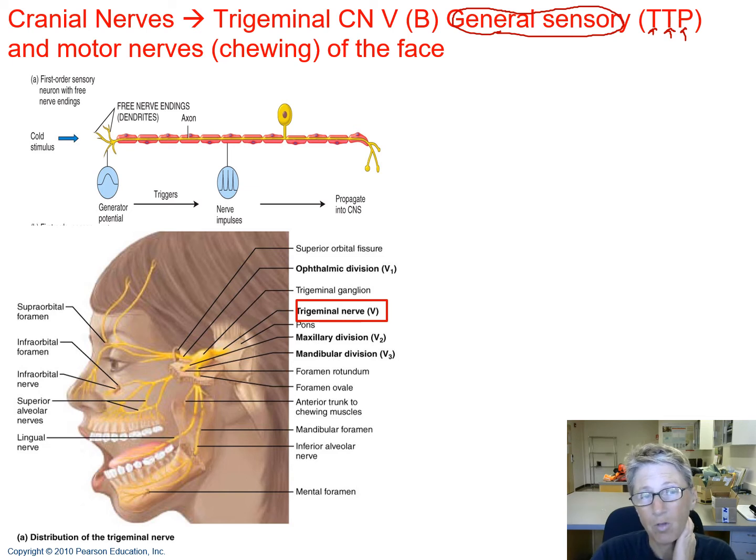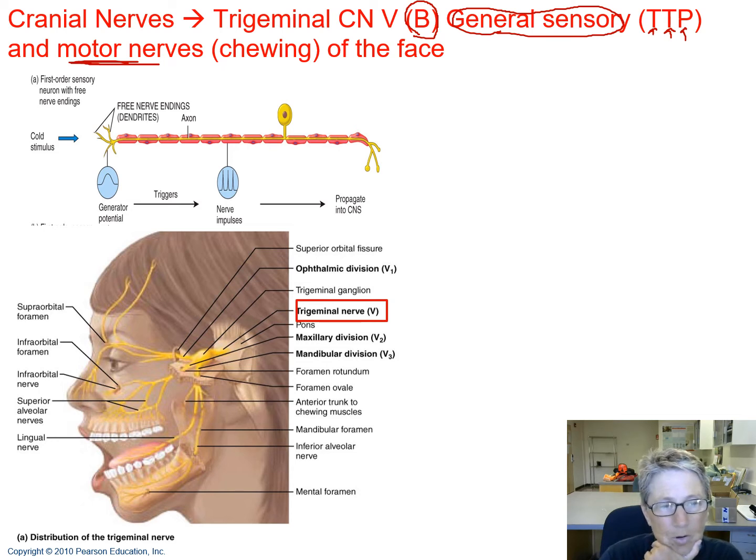And because this trigeminal nerve carries both sensory afferent axons and motor efferent axons, it gets the ranking of a B for both. So a lot of these motor nerves help you chew, and these trigeminal nerves are found in your face.